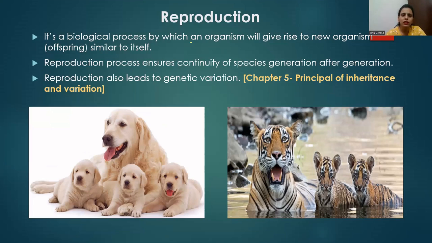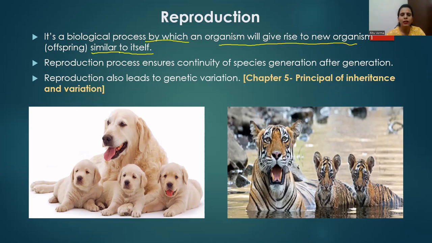Reproduction is a biological process by which an organism gives rise to a new organism, and this new organism is always similar to the parent. The meaning of this phrase, similar to itself, is that a dog can give birth only to a dog, and a lion can give birth only to a lion. A rose plant will produce seed, and the seed will give rise to another rose plant only. So the organisms which belong to one particular species, after performing reproduction, will produce a new organism of the same species.